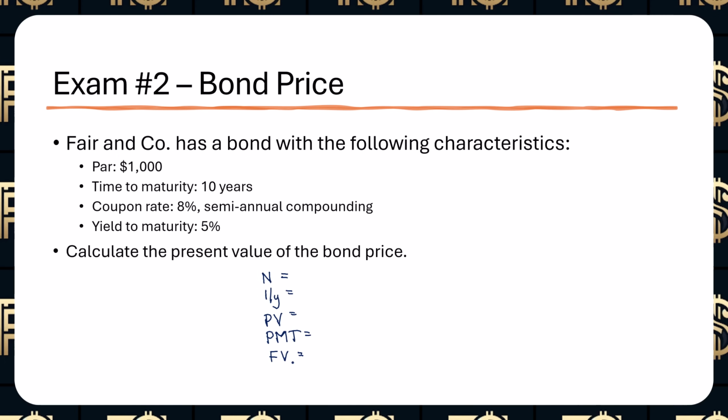Okay, because this is semi-annually compounded, we have 10 years to maturity. We're going to multiply the 10 by 2 to find 20 semi-annual periods. Our discount rate is the yield to maturity. It is 5%.